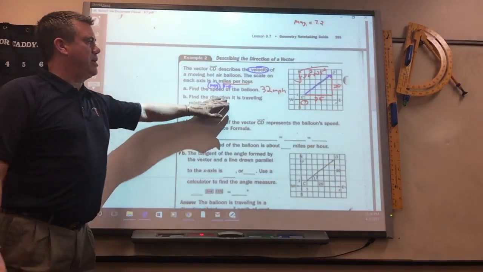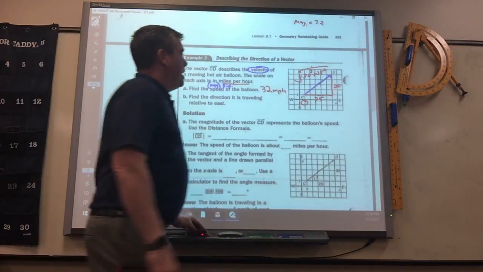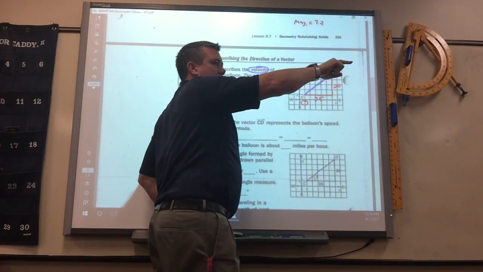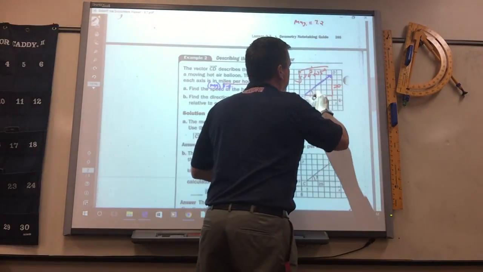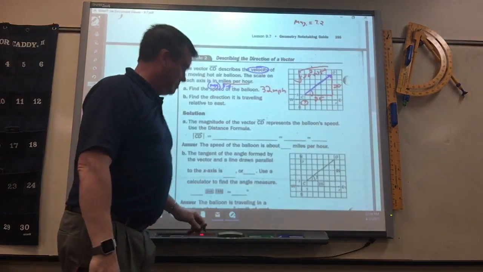Now, we're not going to do the direction yet, because that's what we'll do tomorrow. Okay? It's going up, so that'd be north. And it's going right, so that would be east, northeast, but then we'd have to find this angle too, by using tangent inverse.